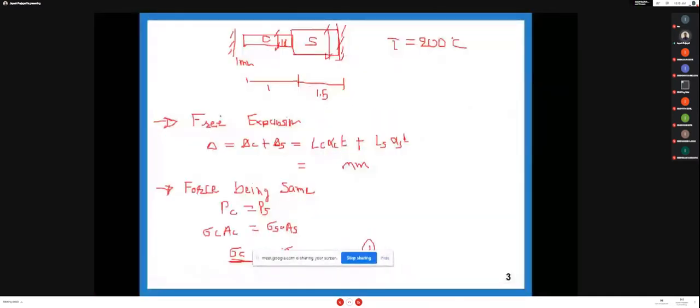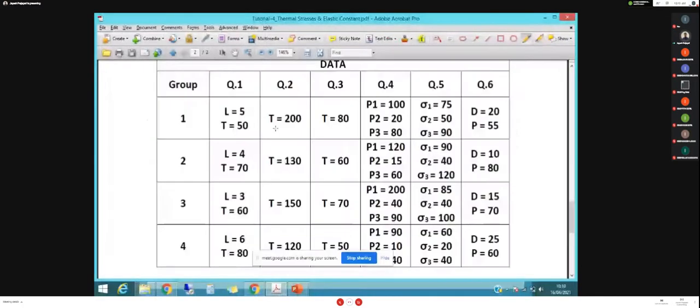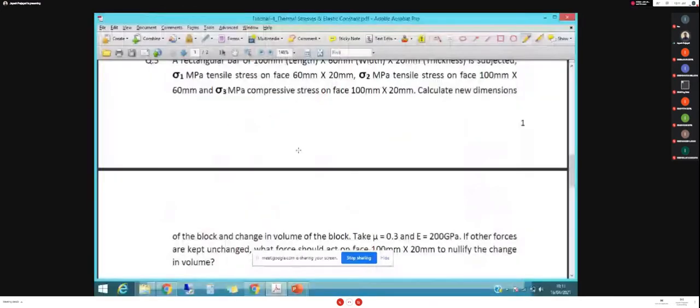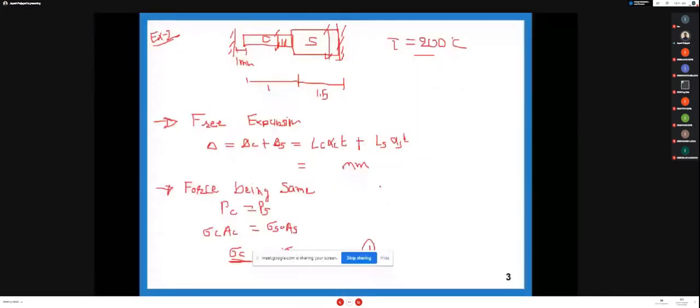So this is example number 2. I am taking the same figure. You can notice here, this will be a copper bar, this will be a steel bar, both ends will be fixed, and here a 1 mm gap is given. Let us take the data from group number 1. T is 200 degrees Celsius. Length is 1 meter, that is already given in the data. Here 1.5. So same here, 1 meter and 1.5.